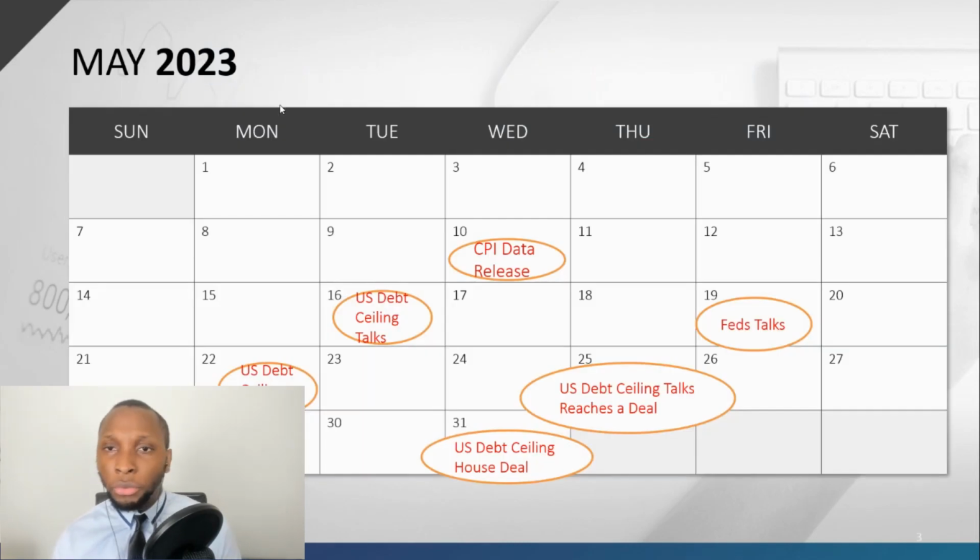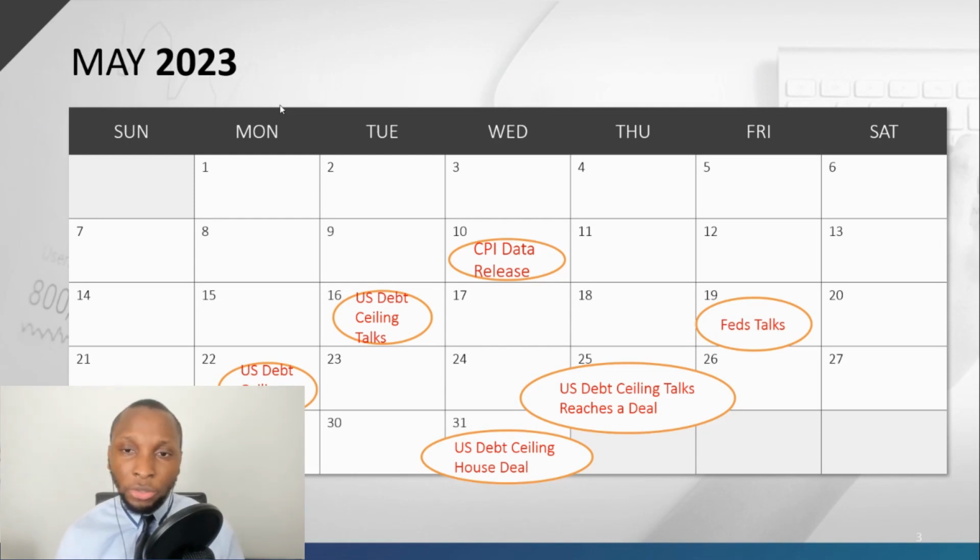Things to add to the calendar. The most important thing is to keep track of the US debt ceiling talks meetings. One happened on Tuesday, May 25th. Again, it's extremely important to track that news, because if a solution is not found, the consequences are huge on the economy, and that will drive the market in one direction or a different direction.